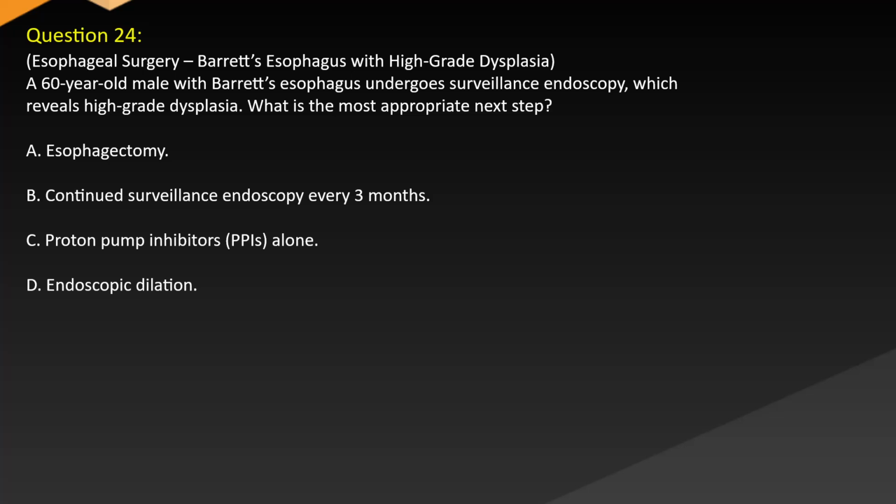Question 24. Esophageal surgery. Barrett's esophagus with high-grade dysplasia. A 60-year-old male with Barrett's esophagus undergoes surveillance endoscopy, which reveals high-grade dysplasia. What is the most appropriate next step? A. Esophagectomy. B. Continued surveillance endoscopy every 3 months. C. Proton pump inhibitors, PPIs alone. D. Endoscopic dilation.